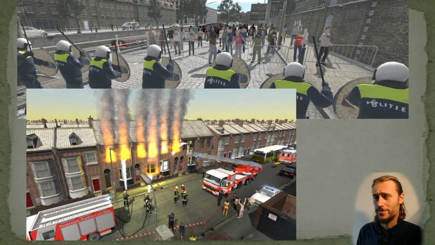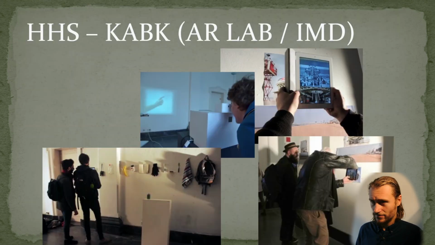This is an example of the XVR simulation I was working on with the company in Delft to simulate for first responders. This is an example of the exhibitions I did at the R Lab, Augmented Reality Lab at the Royal Academy of Arts in The Hague, and many expositions I did with students over the years.